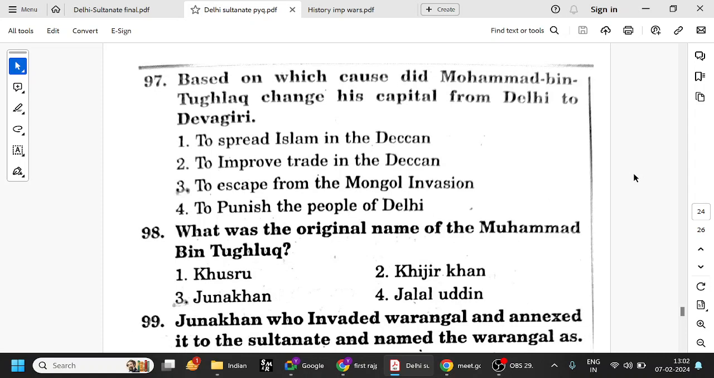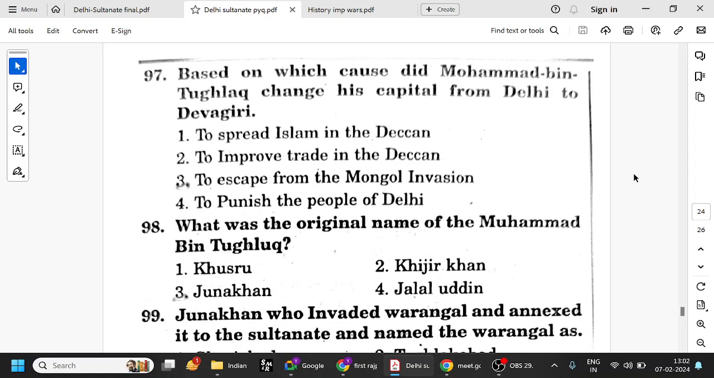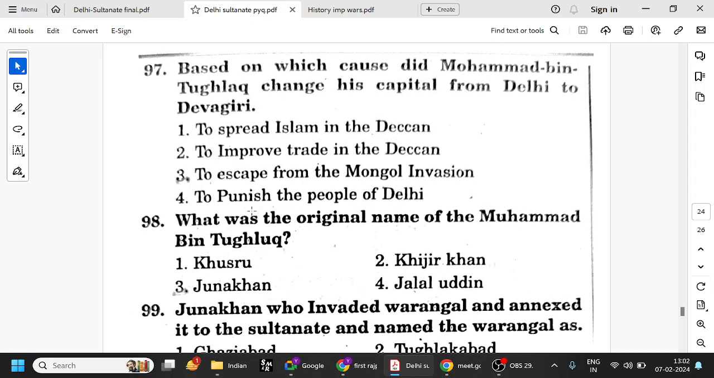So, based on which cause did Muhammad bin Tughlaq change his capital from Delhi to Devagiri? Okay, to punish people of Delhi, no. Improve trade in the Deccan, to spread Islam. I would say if there is an option to have better control of Southern or Deccan, that would be the better option. The main reason for him to change his capital from Delhi to Devagiri, which he later renamed as Daulatabad, is to have a better control over the Deccan and the South region.